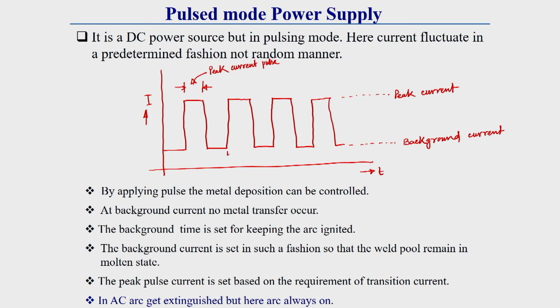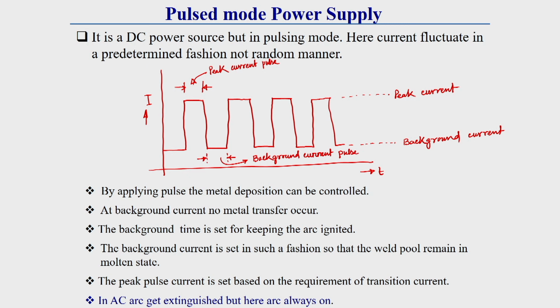and the duration of one background current pulse time is called background current pulse.